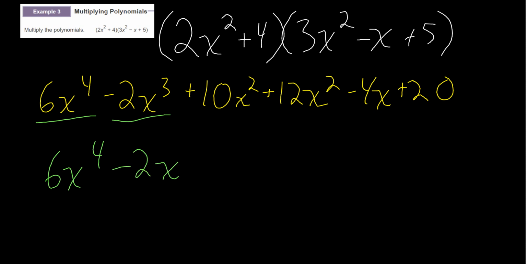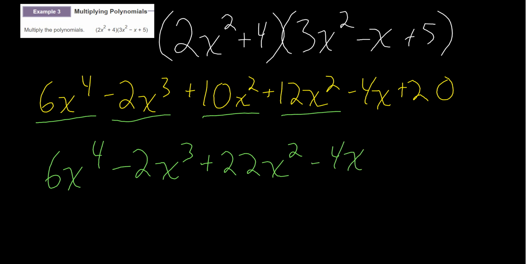2x cubed. For x squared, we have 2x squareds there, so it looks like 10 and 12, so it's going to be plus 22x squared, and then minus 4x, and then plus 20. That takes up the first degree and the constant. Right? And we just multiplied that.